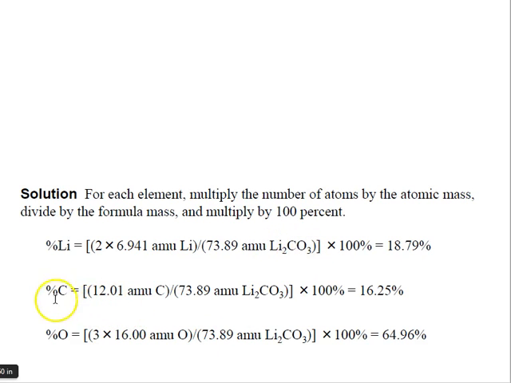For part B, you'll do it for carbon. There's just 1 carbon. So 12.01 divided by the total molecular weight times 100, 16.25%. And then oxygen. There's 3 oxygens in lithium carbonate. So 3 times 16 for the atomic mass units of oxygen. Divide by the total molecular mass of lithium carbonate times 100. And you get 64.96%. And since that takes up every element that's present in lithium carbonate, then these 3 percentages should add up to 100.